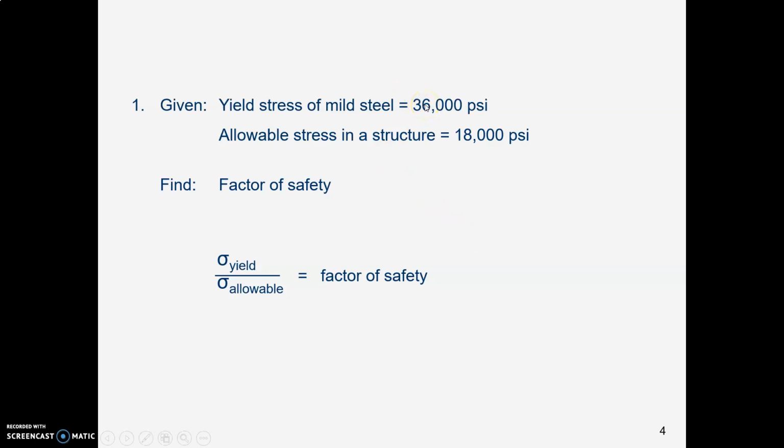Well, yield stress 36,000 divided by allowable stress 18,000. What's 36 divided by 18? Ha! That's your factor of safety.